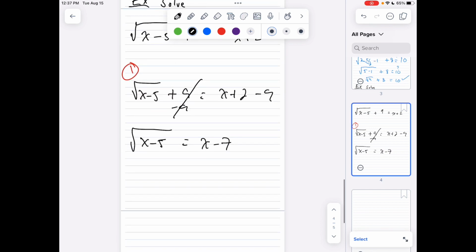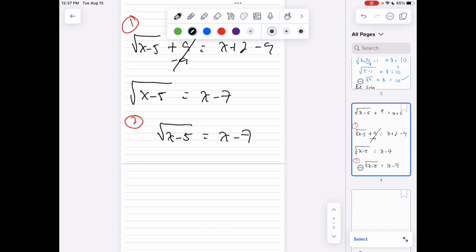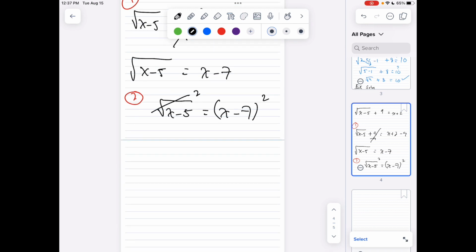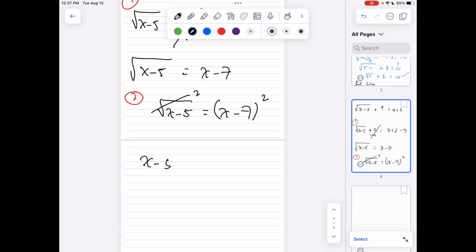And here I'm going to go straight to step 2, which is squaring both sides of the equation. Since you have an x minus 7 on the other side, the whole talk that I gave about making sure that the other side equals a positive number doesn't apply here. So if you get variables on the other side of the radical, just go ahead and square both sides. And this cancels. This is x minus 5.